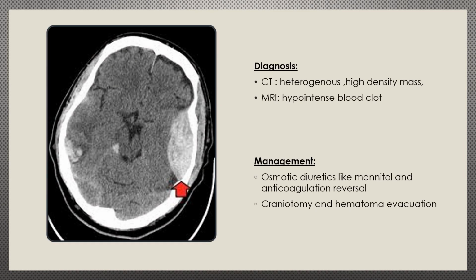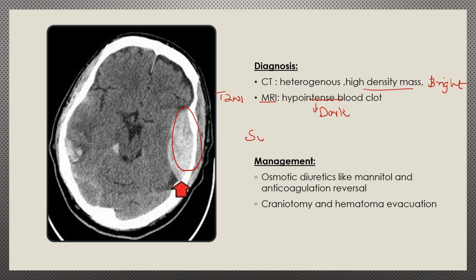To diagnose an epidural hematoma, we generally use a CT scan, which shows a biconvex, heterogeneous and high-density mass, which is generally bright in color, whereas on the MRI, on the T2 weightage image, we find a hypointense or a dark-colored blood clot.